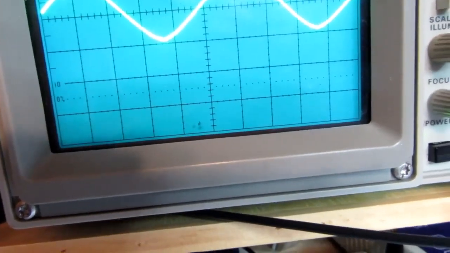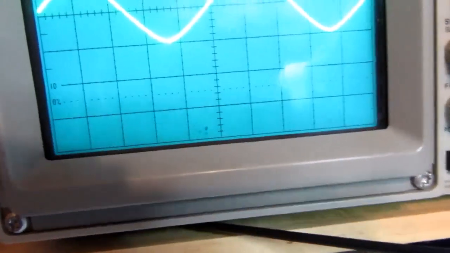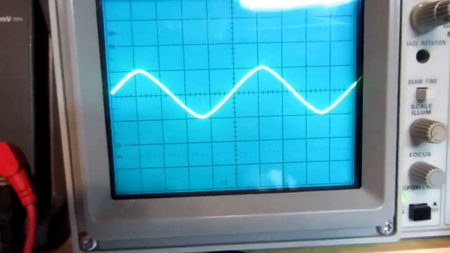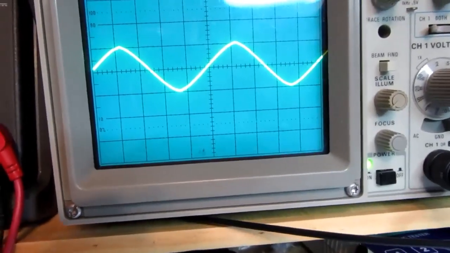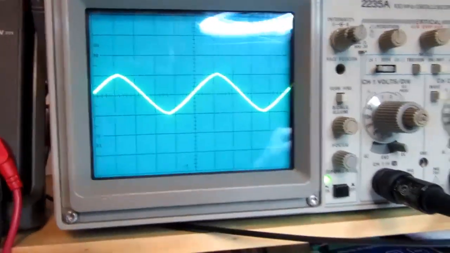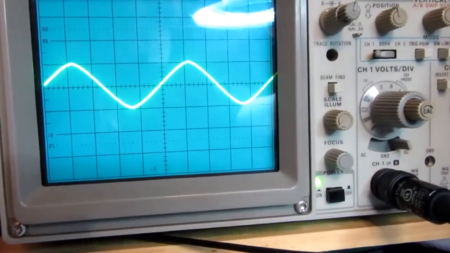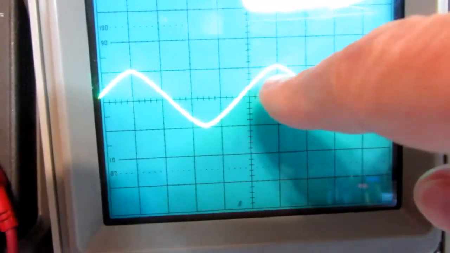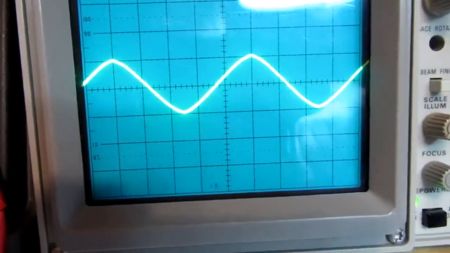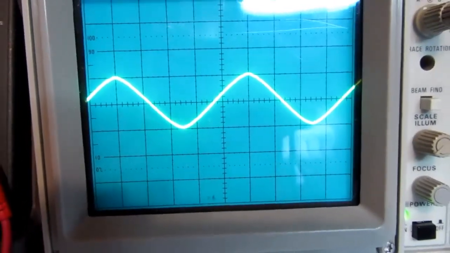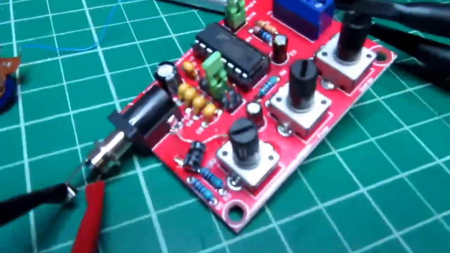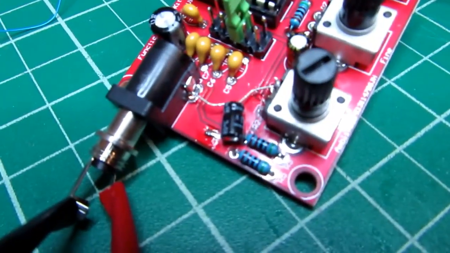So it's closer to 2 volts peak to peak. Yeah, it's still a poor substitute for a sine wave. I'm right at 1 kilohertz here, showing 1, 2, 3, 4, 5 divisions at 0.2 milliseconds per division. I am at 1 kilohertz, and I also put this capacitor back in here.